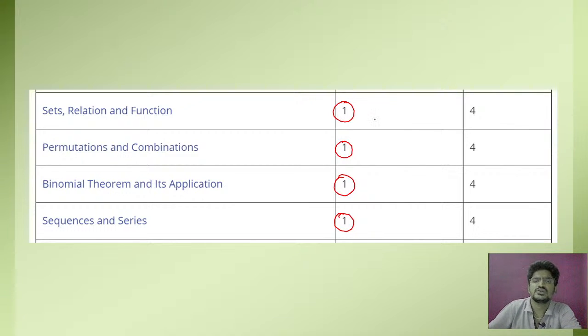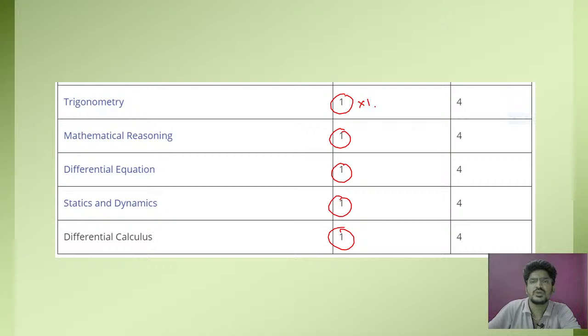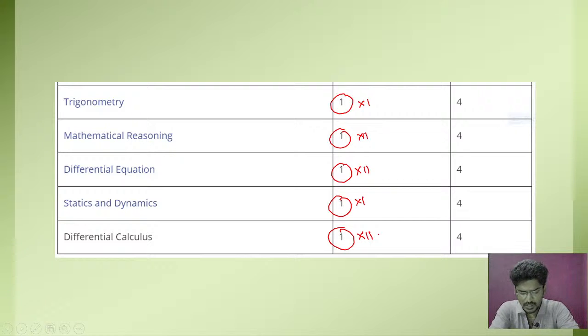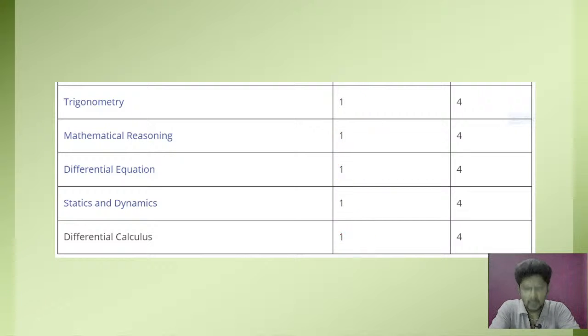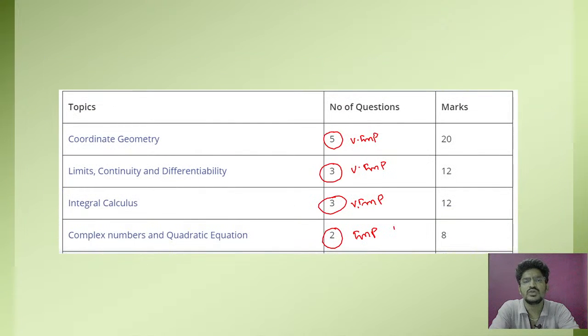Okay. So see here, this one question, this is from class 11. This is from class 11. This is from class 11. This is class 12. Class 11. And this is class 12. Okay. So by doing like this, what happens? You will understand where you have to concentrate more.